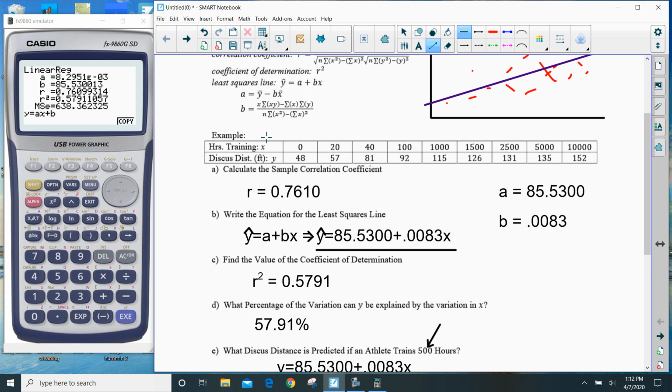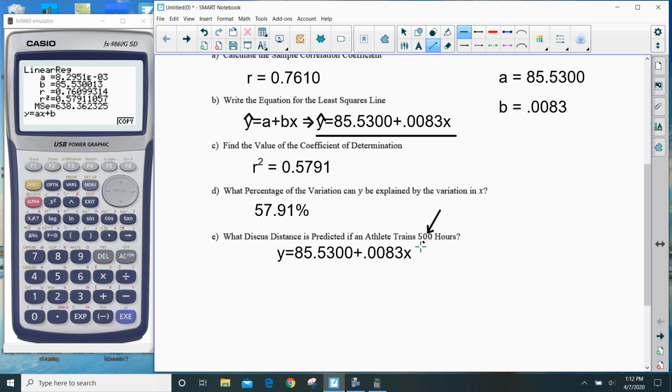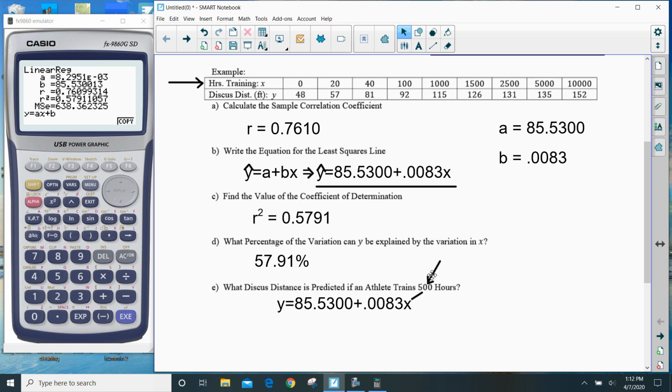So we take a look at, well, what is that? Is that an X or a Y? And we see that the hours trained is an X. So we're going to put this 500 very specifically in for X. Now, if they would have asked how many hours you need to train if you want to throw 125 feet, that would have been a Y. So you'd put it in for Y, and then you would solve for X.